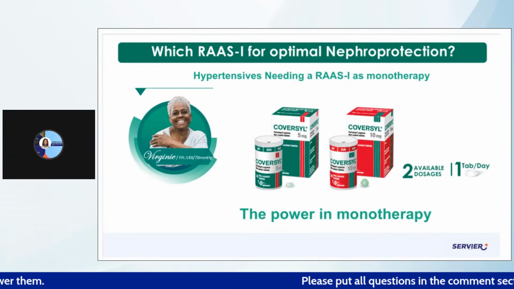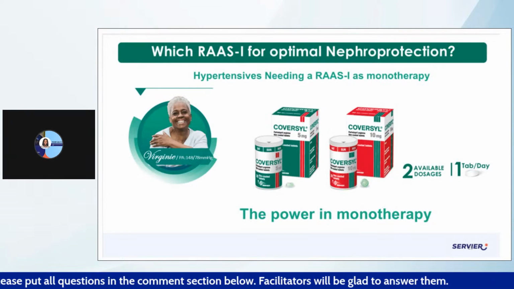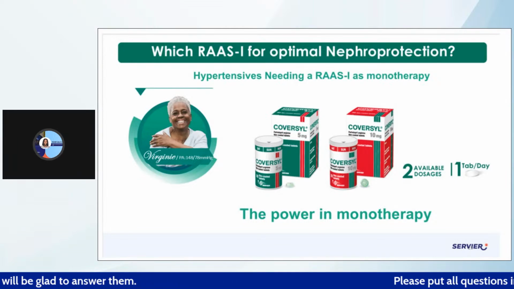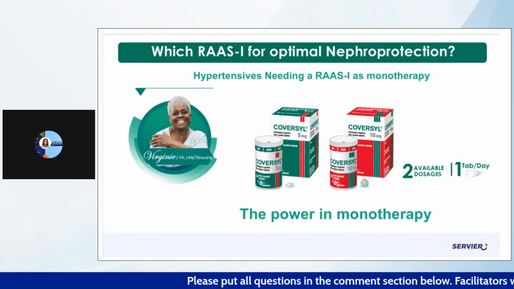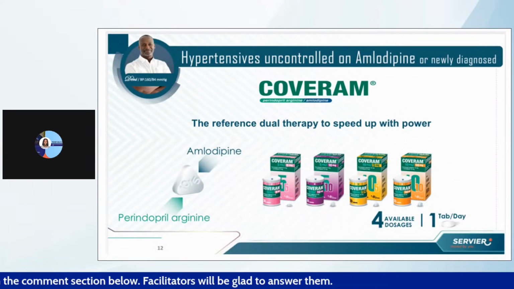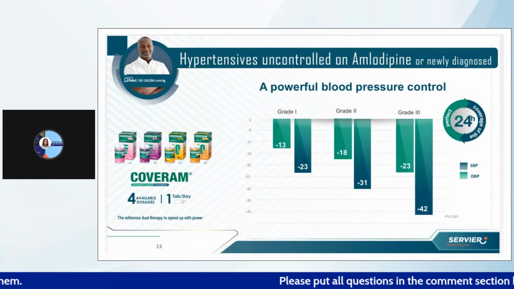Coveram is a combination of perindopril arginine and amlodipine, and it comes in 4 flexible doses. We have the first dose being the perindopril dose, and the second being the amlodipine dose. So we have Coveram 5-5, 5-10, 10-5, or 10-10. Also, with just 1 tab per day of Coveram, you are able to achieve up to a 42 millimeters of mercury drop in the systolic BP of your hypertensive.